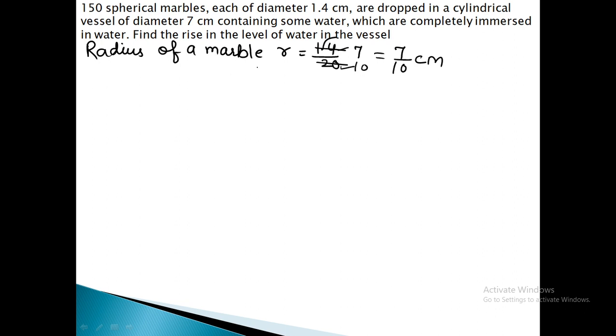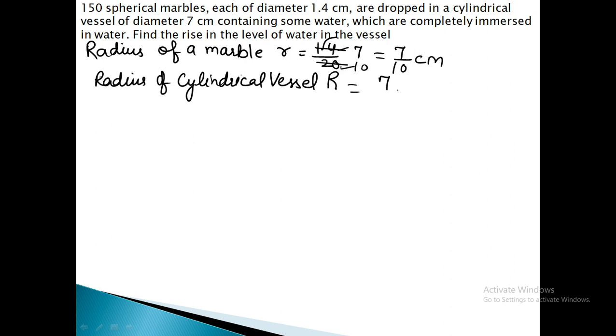Now next, we will write the radius of the cylindrical vessel. We will represent it by capital R, so we can differentiate the radius of the marble and the radius of the cylindrical vessel. The diameter is given as 7 centimeter. For calculating the radius, we will divide the diameter by 2 and this is the radius of the cylindrical basin.